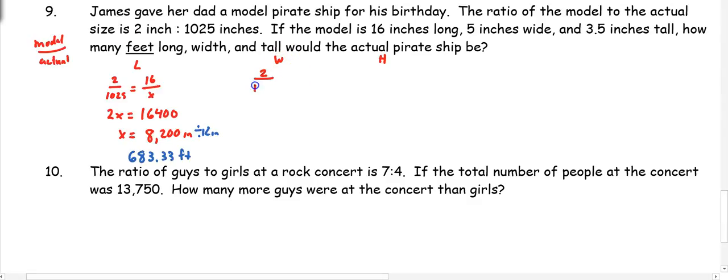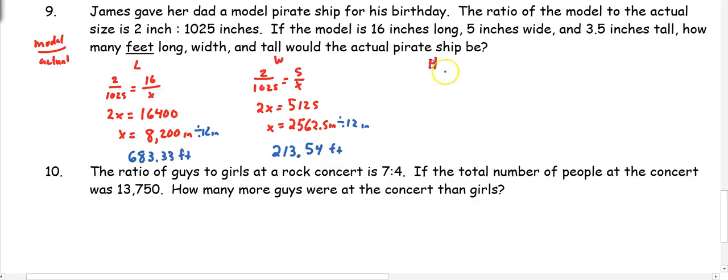So we have 2 over 125 equals 5 over x. So when we multiply, we get 2x equals 625. And when we divide, we get 312.5 inches. And then to figure out the feet, we're again going to divide by 12 inches. And when we divide by 12 inches, we get 26.04 feet. And then we're going to do the same thing looking for the height of the pirate ship.